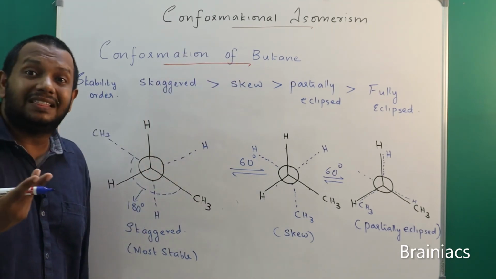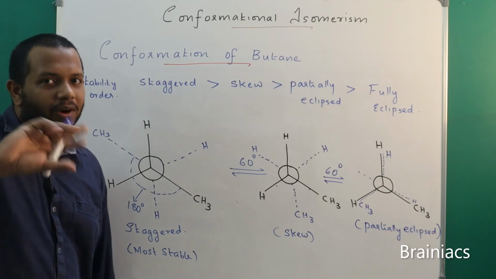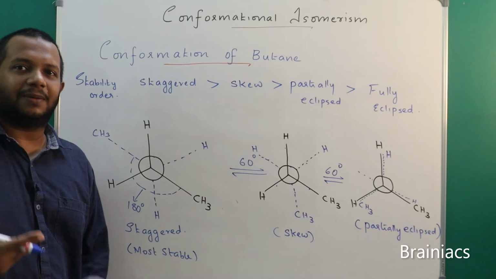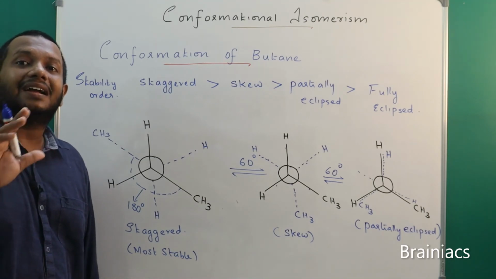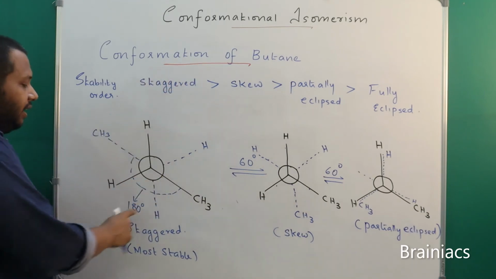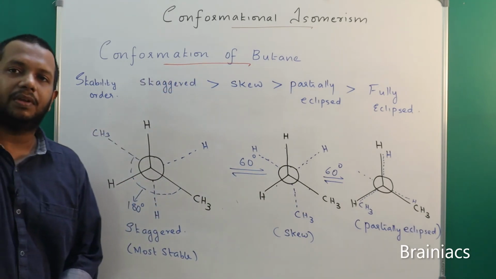But in the case of ethane, we have seen all hydrogen atoms. So when one hydrogen atom moves, you will get the staggered form. There is no difference between the different hydrogen atoms. So there the angle is just 60 degrees in the case of ethane, but in the case of butane it is 180 degrees. Clear? That you need to know.